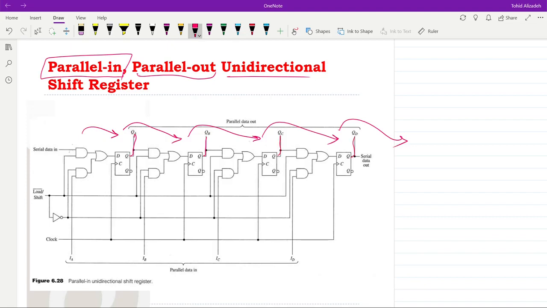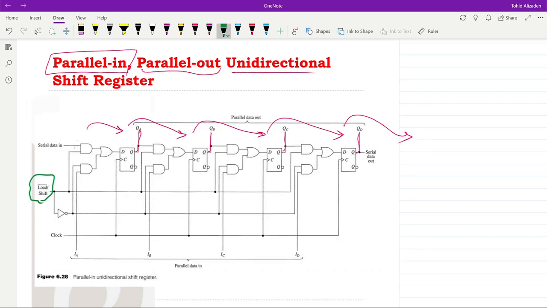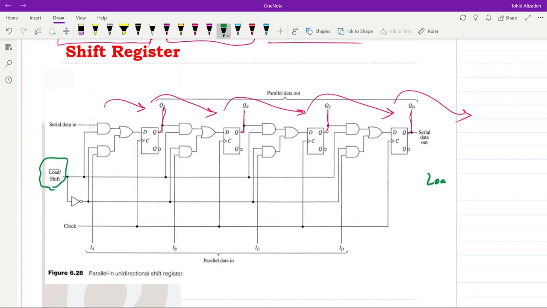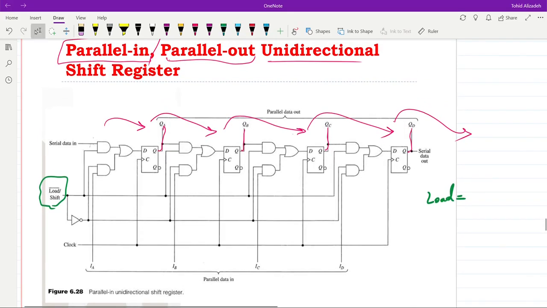In order to have the parallel in, we are going to use this load signal. So with the load signal, we control whether to load the shift register with some value or whether to have the shifting of the data. Let's see what happens when we have load equal to 0. When load is equal to 0, over here we'll have 0, and as the output of the inverter we'll have 1.